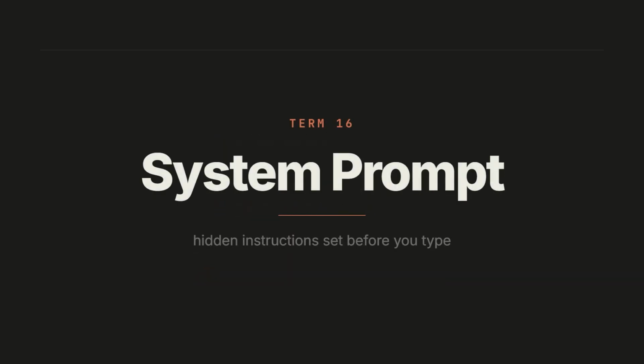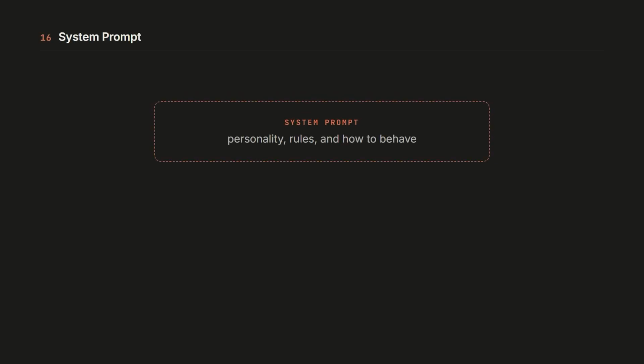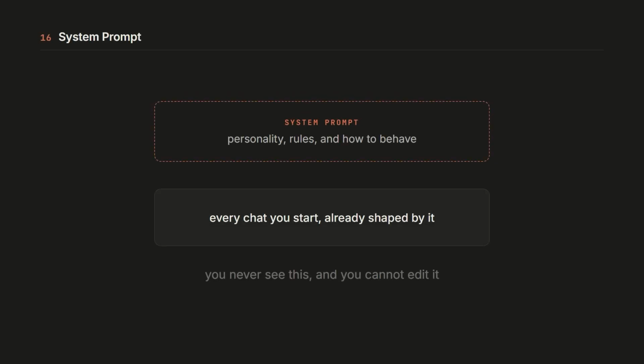System prompt. This is the hidden instructions given to Claude before your conversation starts. It sets the personality and the rules. You never see it, but it's applied to every chat when you start.